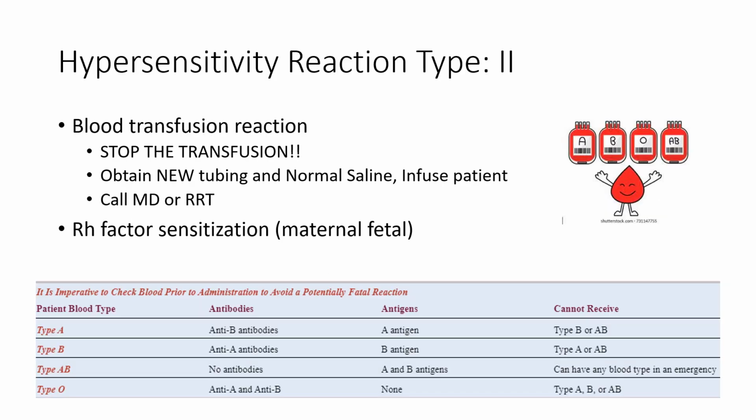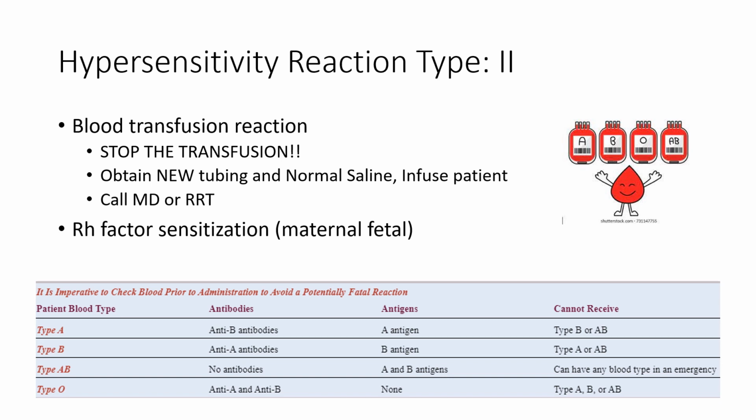So the hypersensitivity reaction type 2. There are two very common times that this reaction occurs. One is the Rh factor sensitization, and this is the maternal-fetal. It's when fetal cells get into maternal blood, or fetal blood gets into the maternal blood, and there's a reaction because the Rh factor does not align. So mom ends up having a reaction. It can be deadly. But then there's also the blood transfusion reaction.